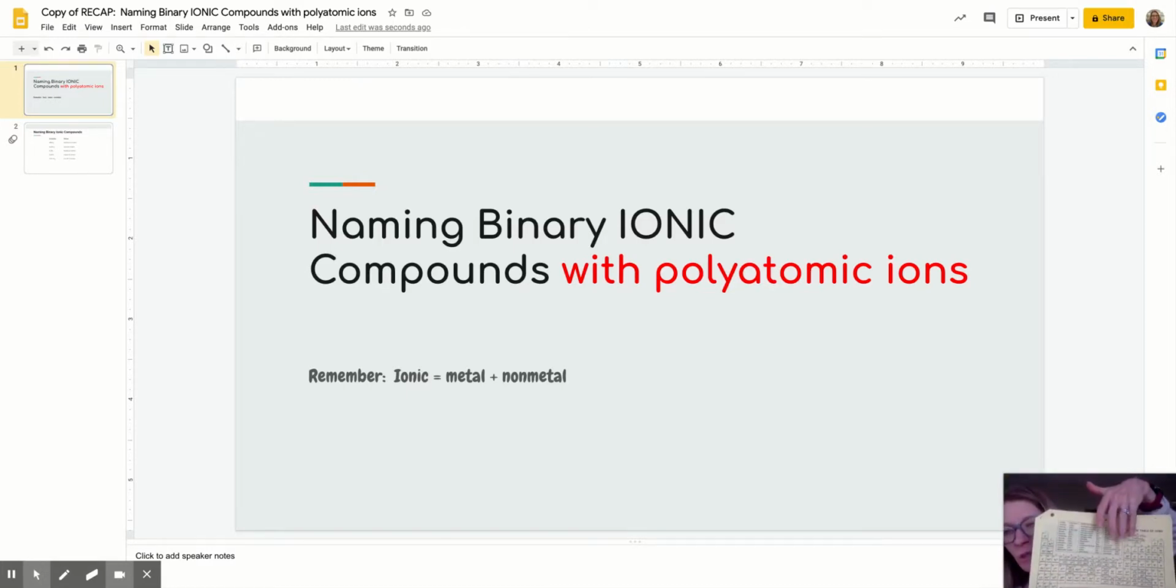So again, you're going to use your periodic table of ions form. The box in the middle here contains your polyatomic ions. So that's where you're going to get the names for a few of them.